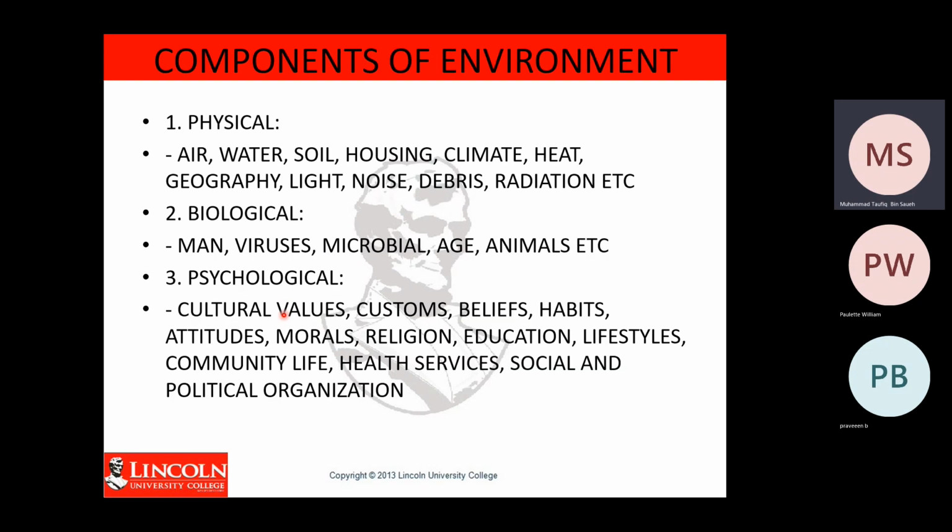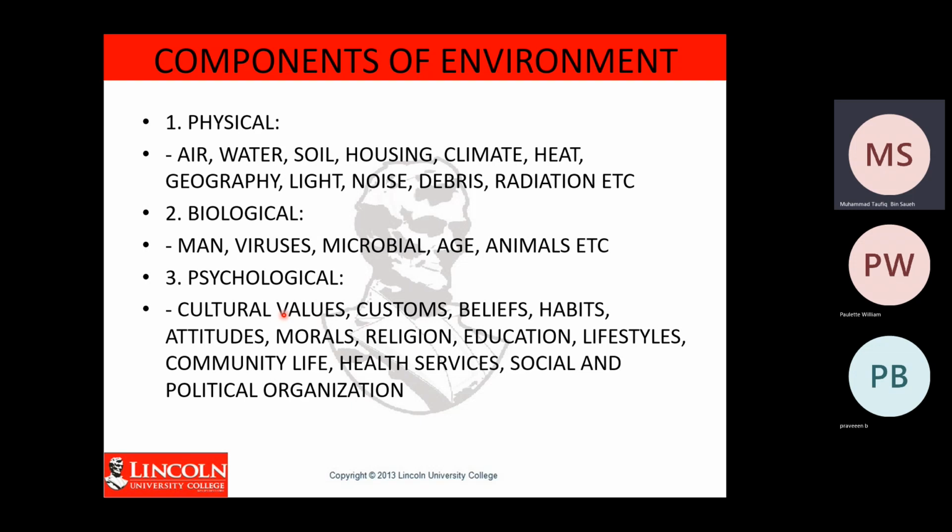Then we have the components of environment. We have three components: physical, biological, and psychological. Physical is anything physical, for example air, water, soil, house, climate, heat, geography, light, noise, debris, radiation, and etc. Sometimes we have more light, sometimes less light. All these things are the physical component of the environment.